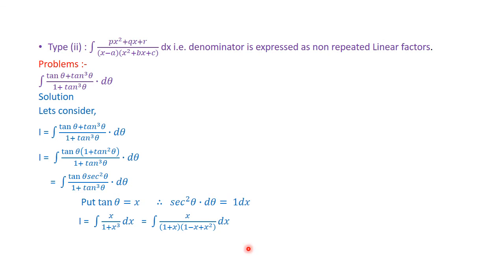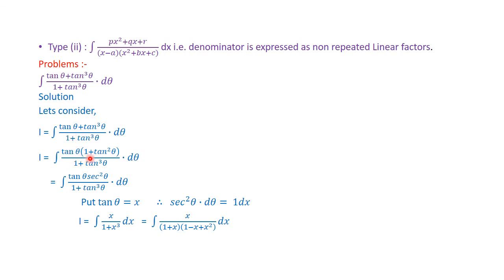Now the third type: if one factor is a quadratic factor and one is a linear factor, then let us have an example to understand this one. Integral of tan theta plus tan cube theta by 1 plus tan cube theta d theta. Now you know that this is a trigonometric form, and we solve partial fraction integrations in algebraic form. So first we have to reduce this to an algebraic form, but how can we do that? So let us see.